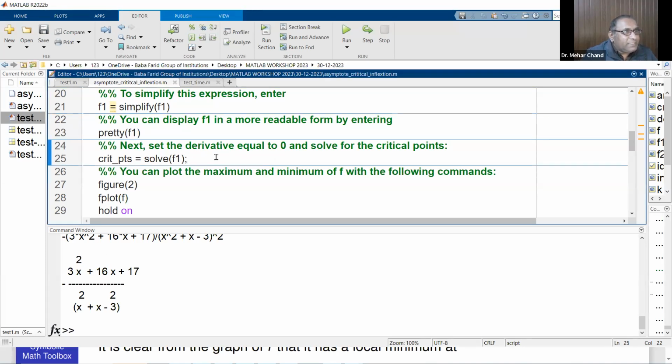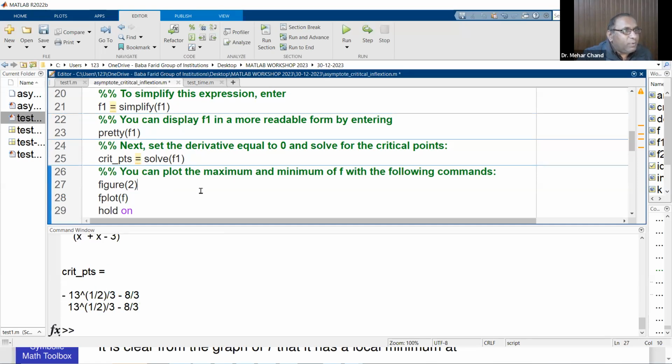Then next, set the derivative equal to 0. After taking the derivative, we need to put it equal to 0 to find the critical points. When you use this statement to solve, it will solve for the critical points. Yes, these are the critical points. Now you can plot the maximum and minimum of f. At these critical points there will be a minimum and a maximum, and we can easily plot these values in our graph. So this is the second image.